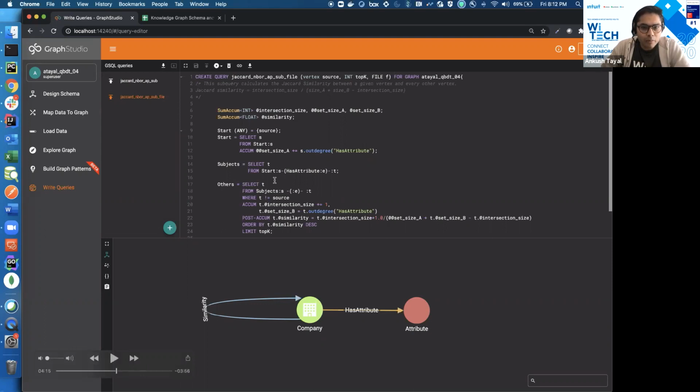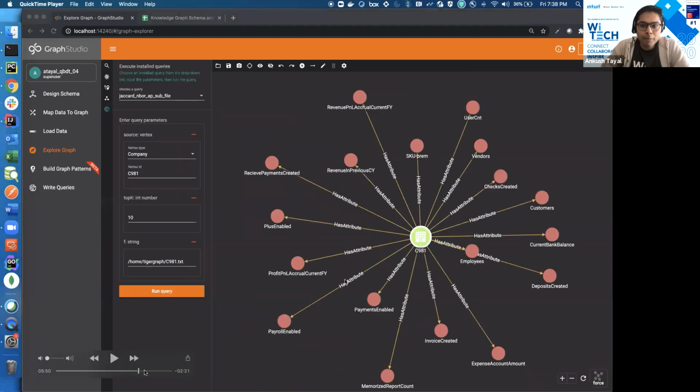Once we apply this, let's see it in application. I'm loading a random sample of a company called C981. That's just an identification for a company. What it's depicting is, first of all, we are able to visually represent this company in a graphical format, and it's easy to understand. We can explain what this company looks like today.